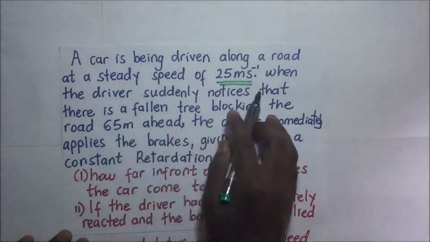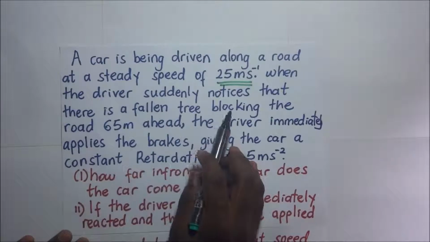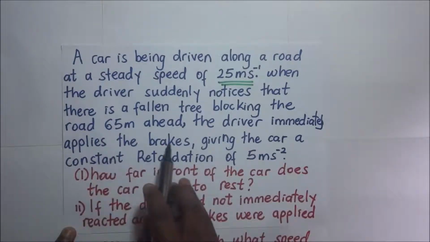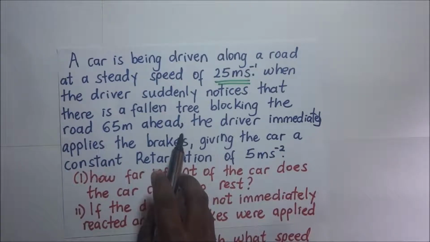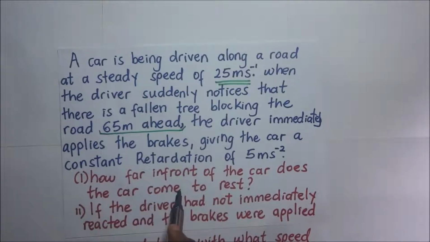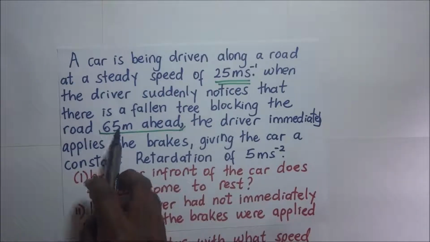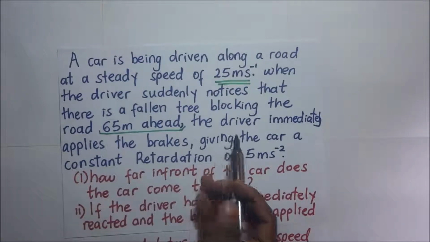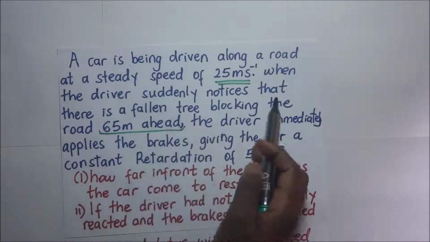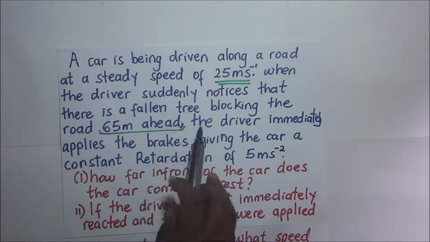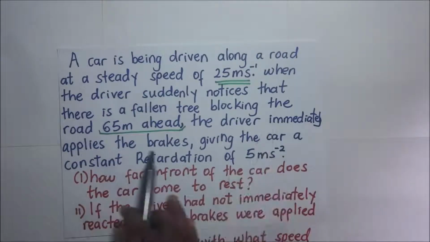When the driver suddenly notices that there is a fallen tree blocking the road 65 meters ahead, the driver immediately applies the brakes. So it means as this driver was moving, he notices 65 meters ahead that there is a tree, and then he applies the brake. So from the time he applies the brakes, the distance between him and the tree is 65 meters, because the question says that when the driver suddenly notices that there is a fallen tree blocking the road 65 meters ahead, he immediately applies the brakes.